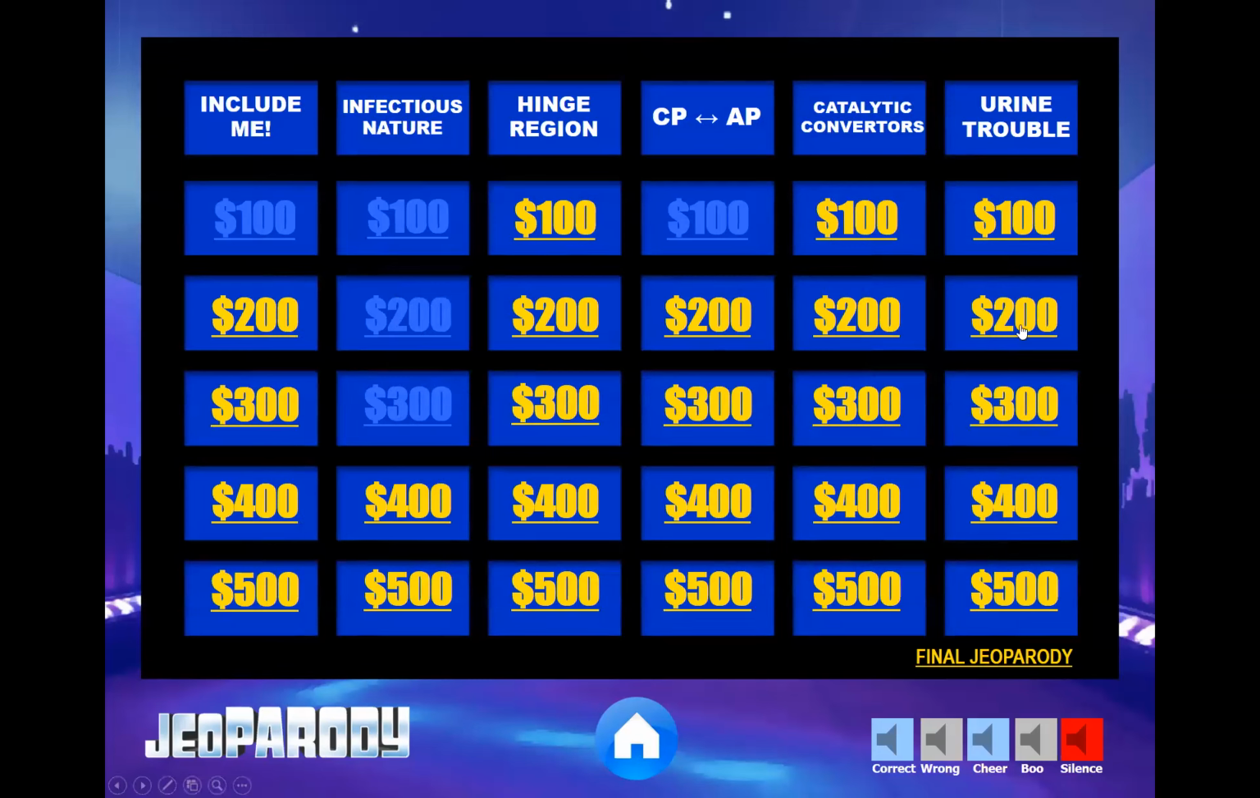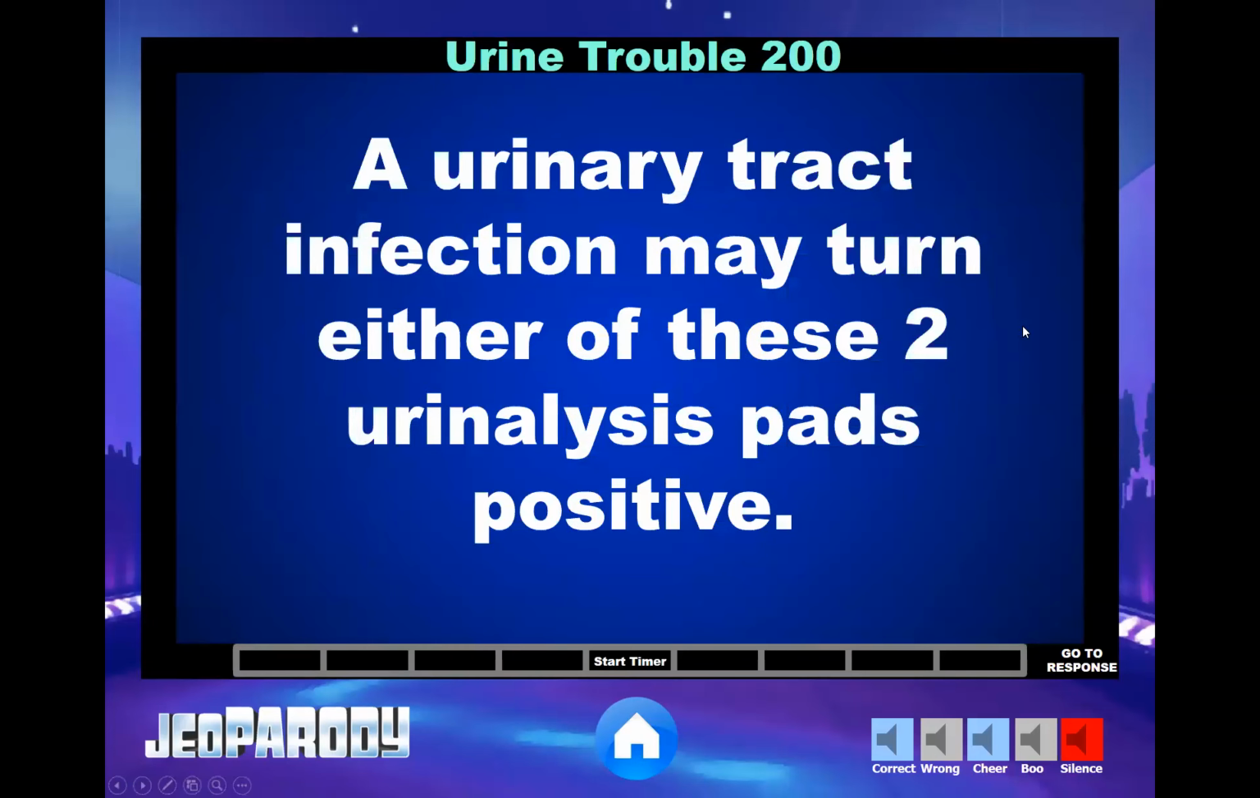Let's see what's happening in this category. This answer is: a urinary tract infection may turn either of these two urinalysis pads positive. So I'm looking for two positive reactions on a urinalysis if we have a urinary tract infection.